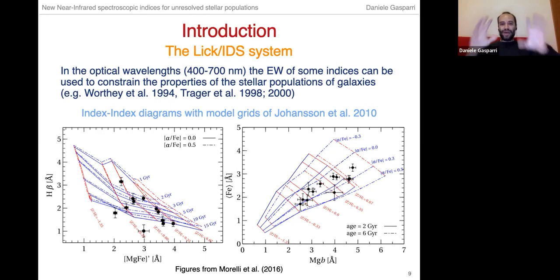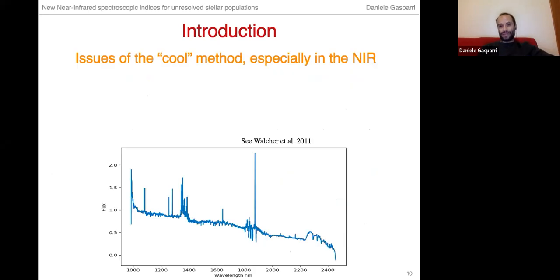This is a very useful and powerful instrument in the optical. Okay, it's not so powerful as the cool method of full spectral fitting, but in some ways it is more reliable. Why? Because the cool method is cool, but has some issues, especially in the near-infrared, which is the main focus of this seminar, the main focus of my work.